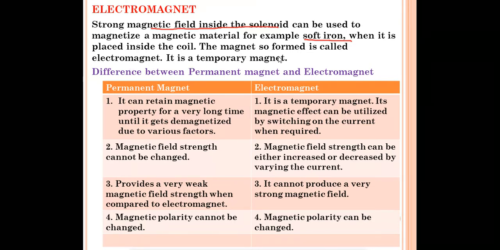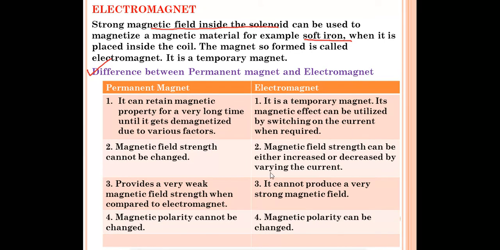It is a temporary magnet. Okay, it is not a permanent magnet. Temporary means the magnetic effect will be for a short period of time. So what are electromagnets? A strong magnetic field inside the solenoid can be used to magnetize a magnetic material like soft iron. When it is placed inside the coil, the magnet so formed is called an electromagnet, and it is a type of temporary magnet. Now we will read about the differences between the permanent magnet and electromagnet.